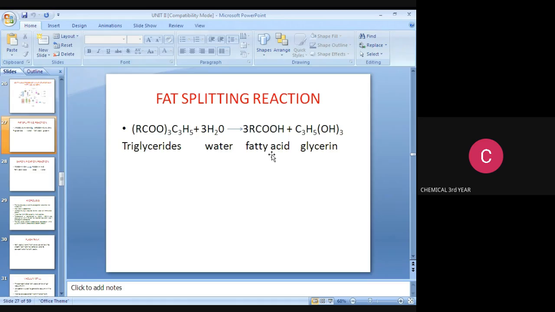It is split into fatty acid and glycerin. This is the reaction: triglyceride reacts with water to produce fatty acid and glycerin. This reaction is also named the fat splitting reaction. So students, note it down. Maybe sometimes this type of question is asked in GATE.